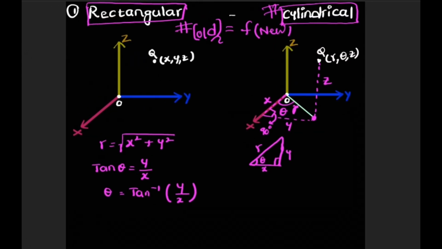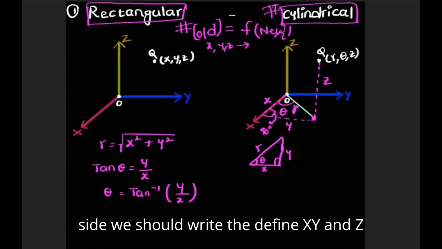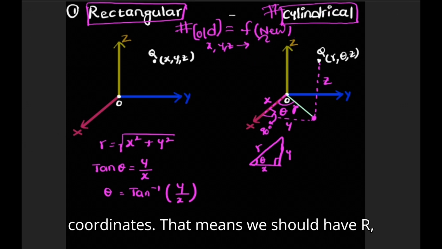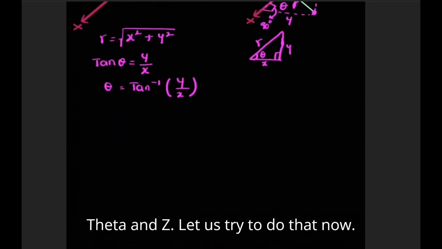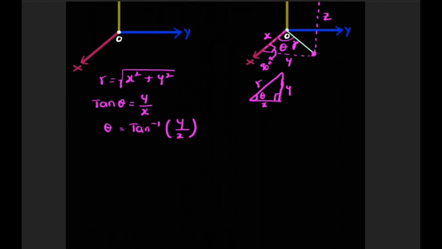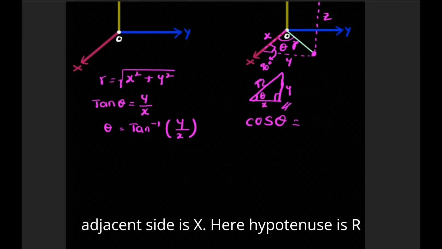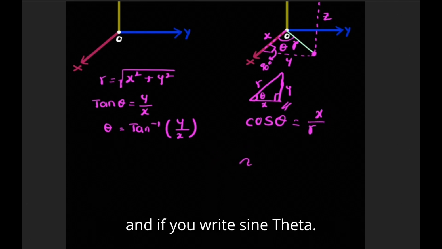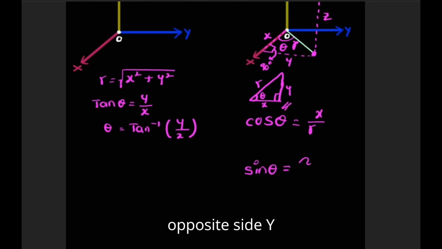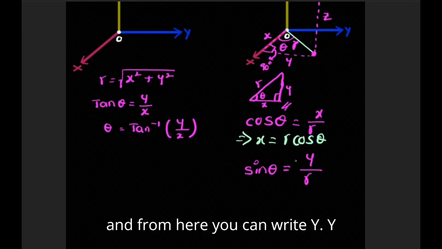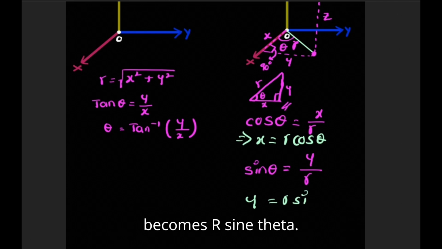That means on the left side we will have x, y and z, and on the right side we should define x, y and z in terms of the new cylindrical coordinates. That means we should have r, theta and z. Let us try to do that now. Here if you consider this triangle, cos theta is adjacent side by hypotenuse. The adjacent side is x here, and the hypotenuse is r. And sin theta is opposite side y divided by hypotenuse r. How can you write x from here? x is equal to r cos theta. And from here you can write y. y becomes r sin theta.